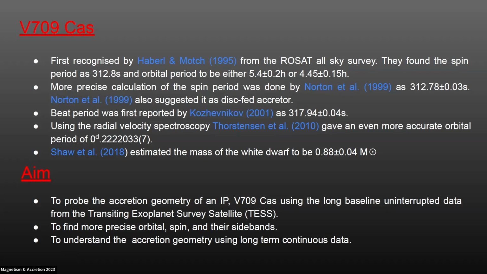Now, for this project, we have used the data from the Transiting Exoplanet Survey Satellite, TESS. Now, the advantage with TESS is that we can get a very long and uninterrupted data. Now, we wish to use this long and uninterrupted data to probe the accretion geometry of this V709 Cas.